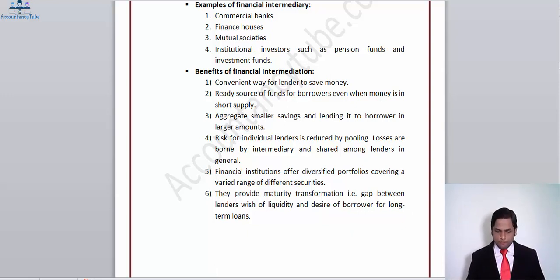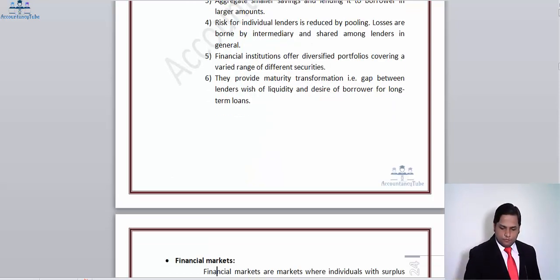Then we have point number 6. They provide maturity transformation, i.e. the gap between lenders' wish for liquidity and the desire of borrowers for long-term loans. Maturity transformation, basically the gap between lenders who wish for liquidity and the desire for borrowing or long-term debts. That's as simple as that.